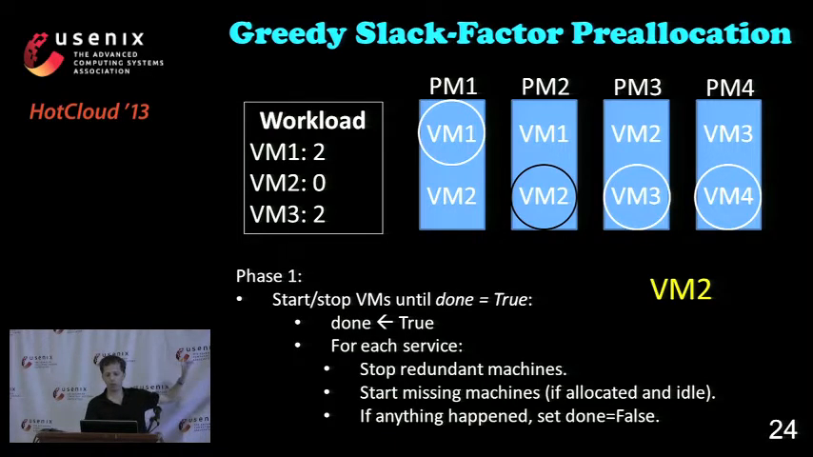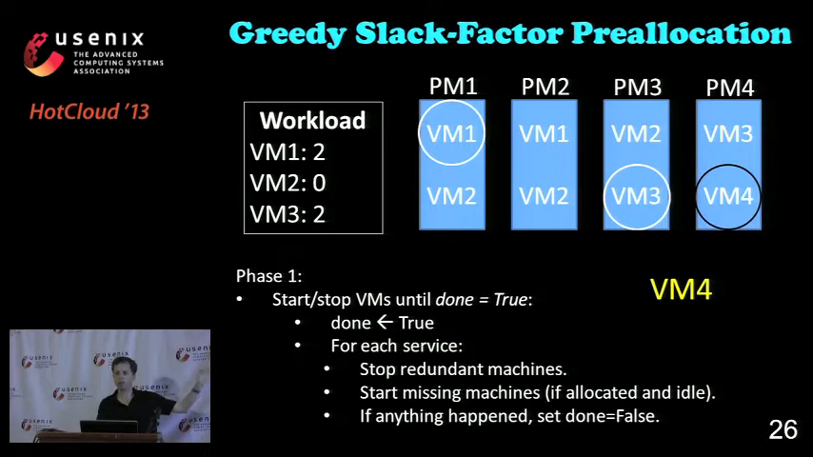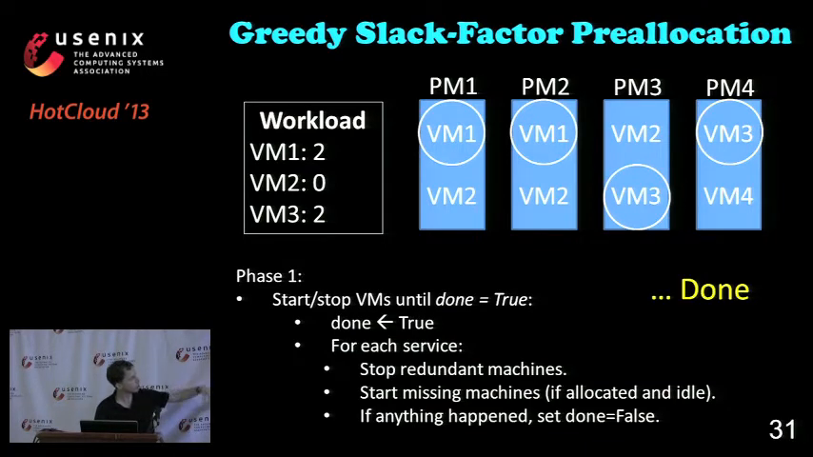For VM3, we need 2 machines. Can't do anything. The other machine with VM3 allocated is already running VM4. So we move on to VM4. Again, we don't need any machines for it currently, so we stop using it. Now we go back again to VM1. Now VM1 can start using PM2, and VM2 can start using PM4. So after 2 iterations like this, we're done. Now we run another iteration. We see that no progress is made, and so we finish the first stage.